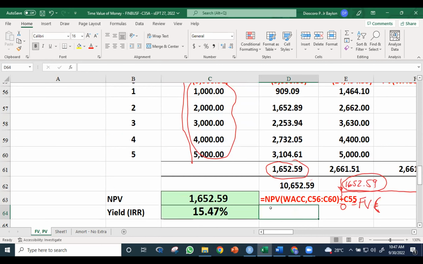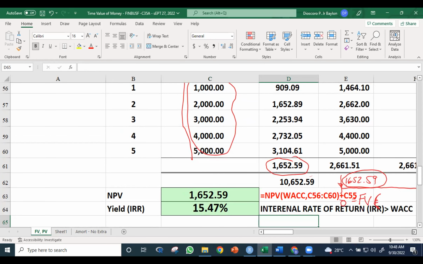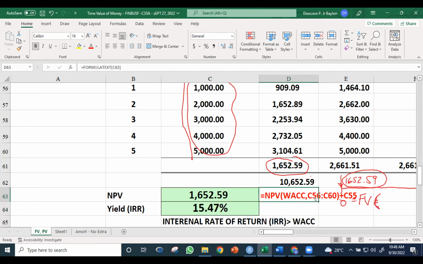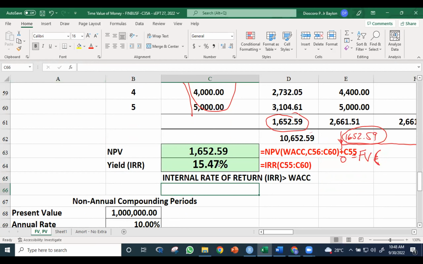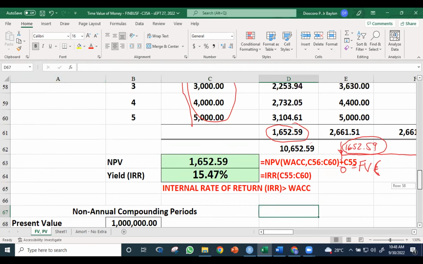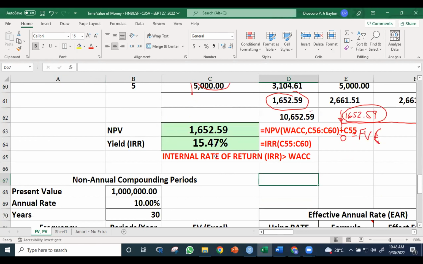The project is okay because the IRR, the internal rate of return, is greater than your weighted average cost of capital. We put the formula there. All right. So the project is okay based on NPV. The project is also okay based on IRR, since your IRR of 15.47% is greater than your cost of capital, which is 10%. So we were able to discuss two metrics that are used in evaluating projects.